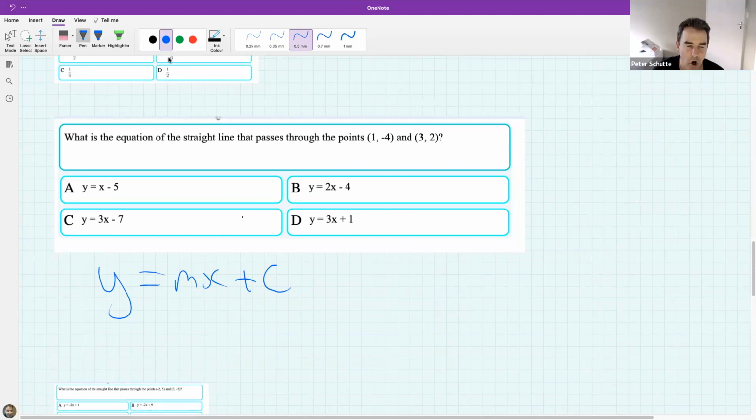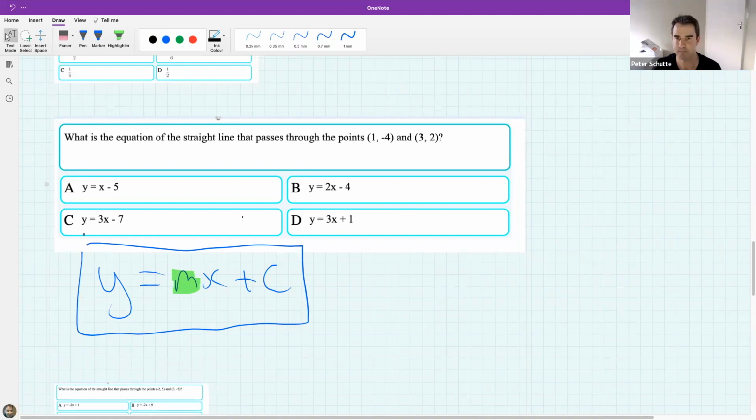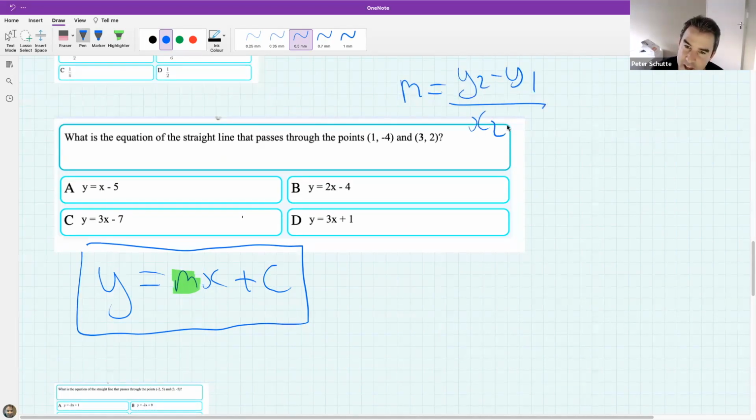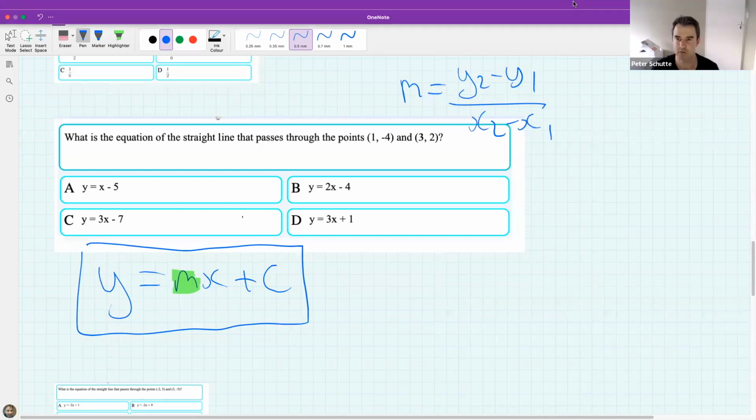Again, of the two options, which one should we find first? I want to suggest we find M first. So go ahead and find me M. How do we find M? We use the formula y2 minus y1 over x2 minus x1. We're going to finish with this one today. Find me the gradients.